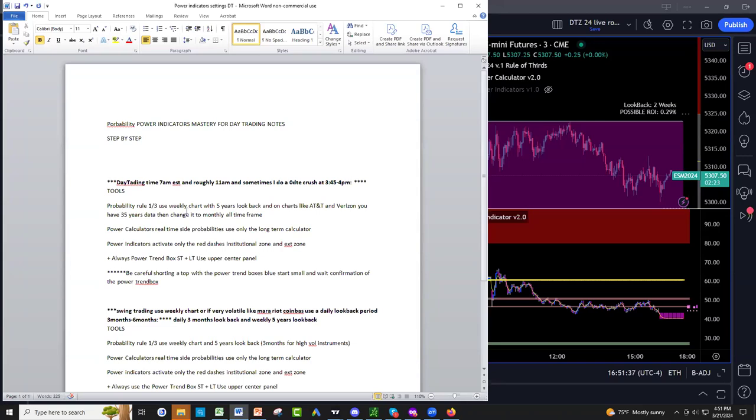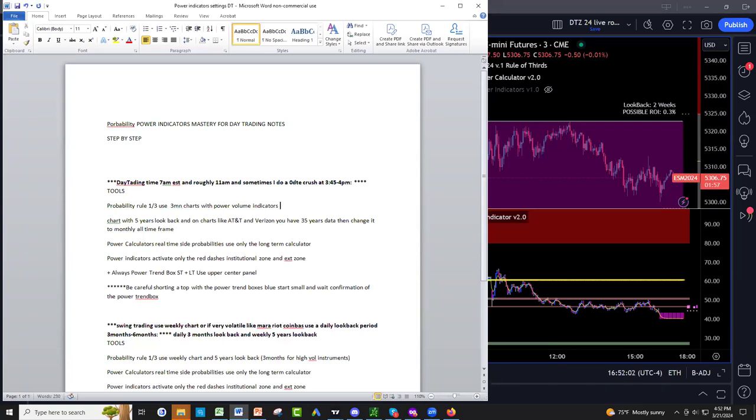We're going to use the probability rule of thumb, but this time you are going to use a look back period. So you are going to use a couple of charts. 3 minute charts with volume indicator, with the power volume indicator for net buyer, net seller as well. That's the secret, and it works only for the SPY, ES, and SPX. And I have to put it here. SPY, SPX, ES only. 3 minute chart, look back period.